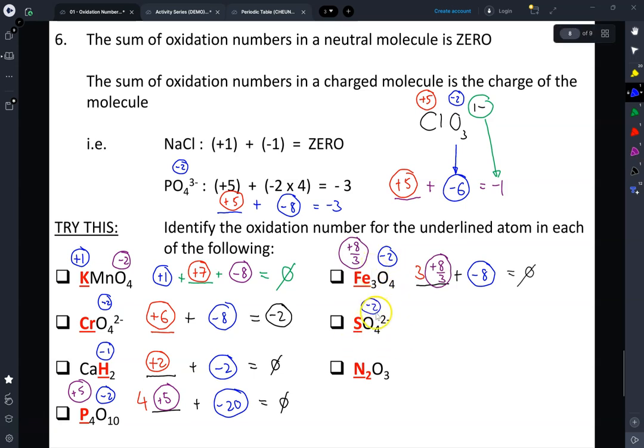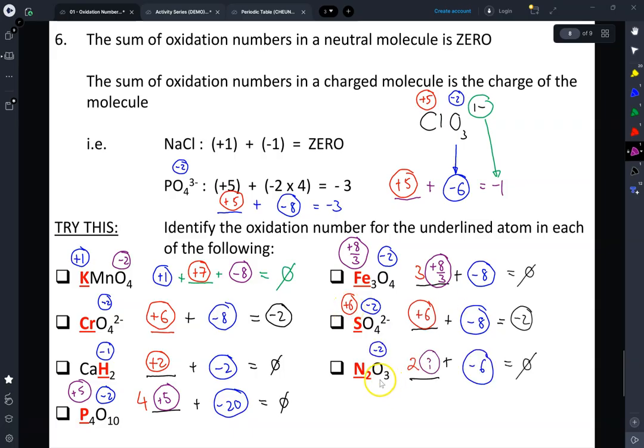Oxygen has a -2 oxidation number because there are 4 of them. That gives us -8. According to rule 6, all of these oxidation numbers should add up to the charge, which is -2. So the only number that can make this equation correct is if sulfur has a +6 oxidation number.